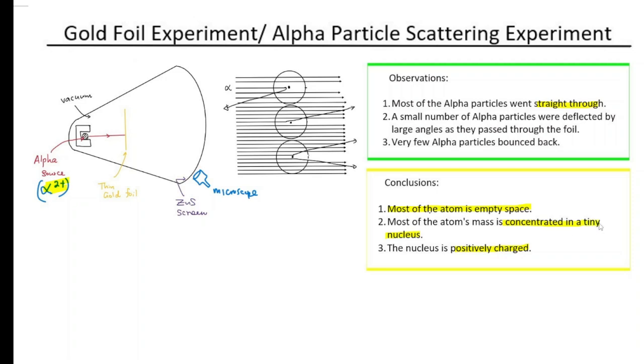How did they know it's tiny? Because most alpha particles were not affected, only a very small number of them were. So it must be massive, in the sense of high in mass, but small in size and positively charged. These are the three observations and three conclusions. It's a popular exam question.